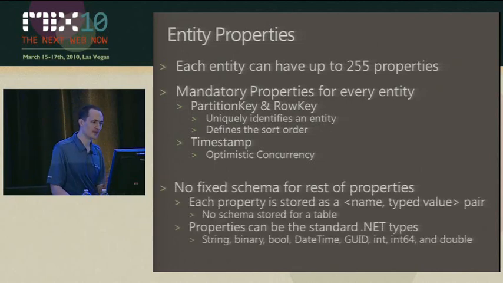Okay? So for the rest of the properties that are stored inside your entity, there's no fixed schema. So you can think of this as a flexible schema table. All the properties are stored as name, type, value pairs. And the properties can be of the standard .NET types: string, binary, bool, datetime, etc.